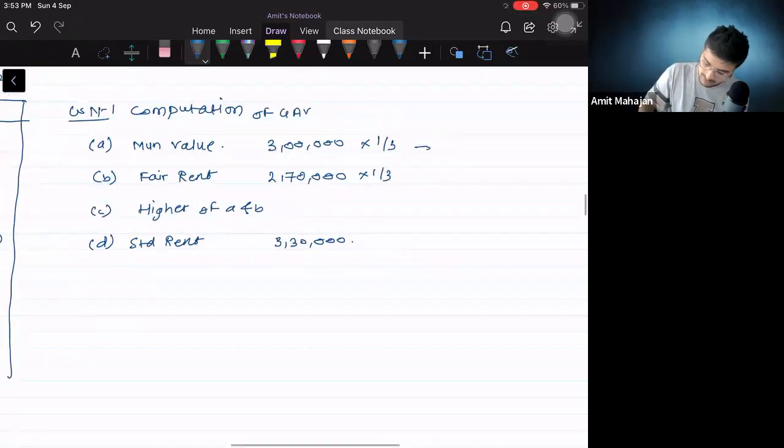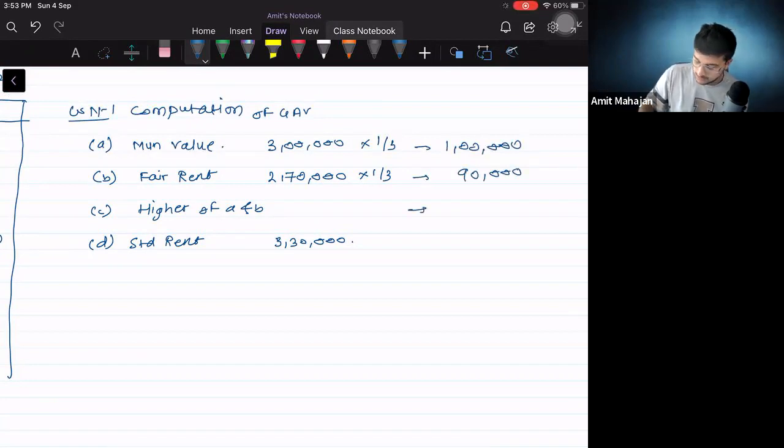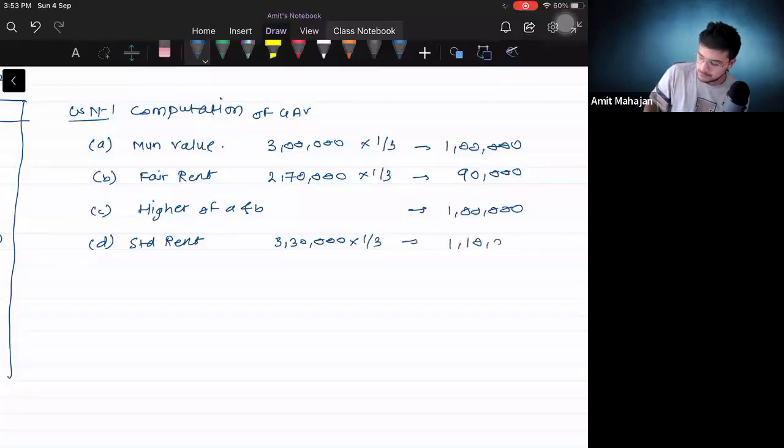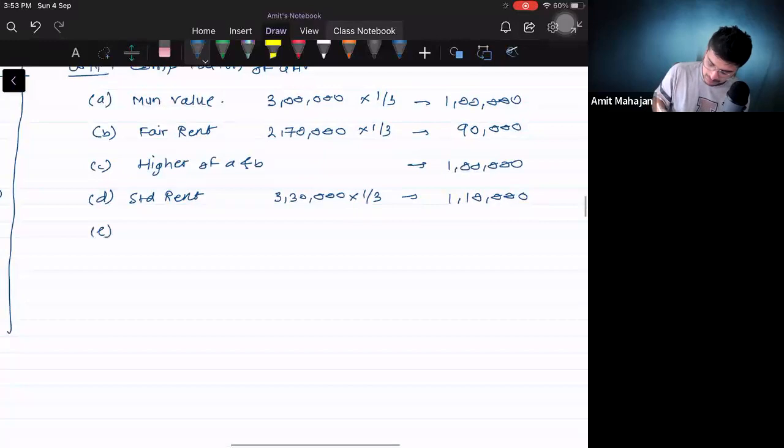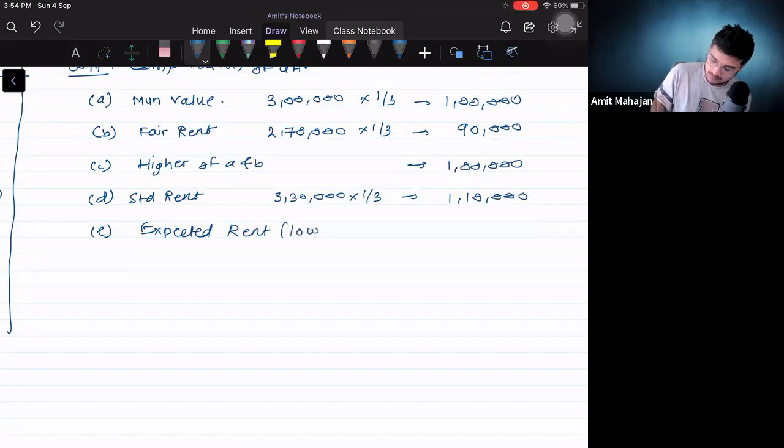So here it will be 1 lakh. Here it will be 90,000. Whichever is higher comes to 1 lakh. Here again 3,30,000 ka 1/3 comes to 1,10,000. Here whichever is lower will come, it's the expected rent. This is 1 lakh.